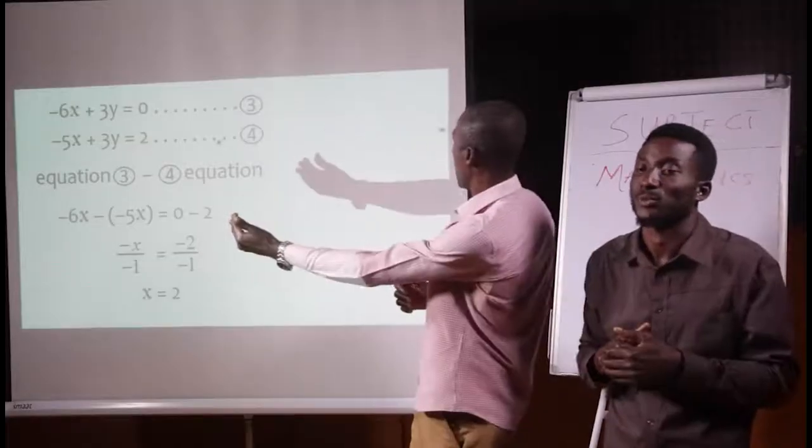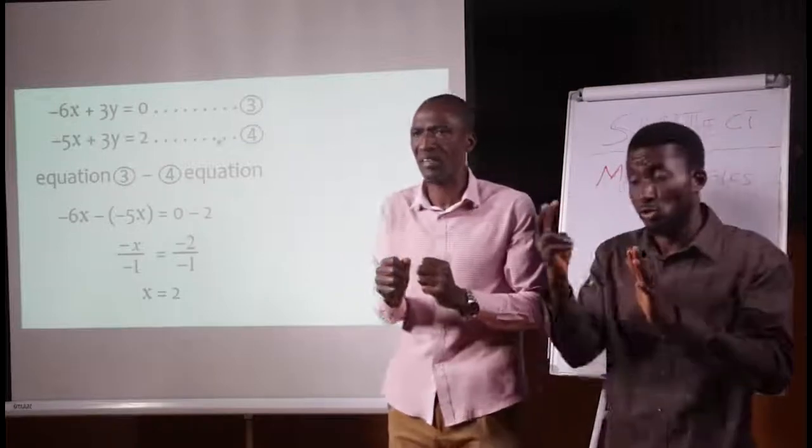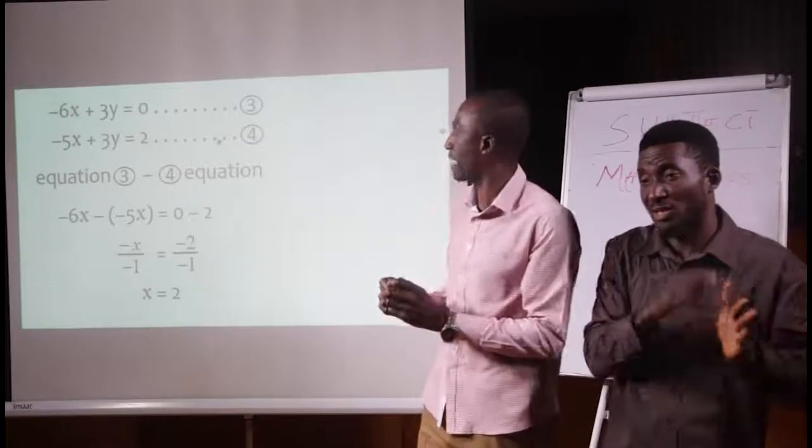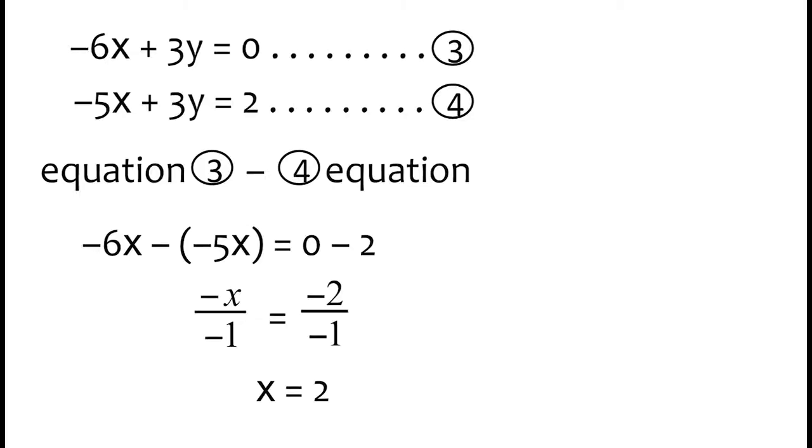Now, on the left-hand side, the two middle signs are negative, negative. And by the idea of directed numbers, negative, negative give us what? Positive. So it now becomes minus 6x plus 5x. And by the idea of directed numbers, minus 6x plus 5x, you'll be left with minus x. Also on the right-hand side, 0 minus 2, the answer is minus 2.